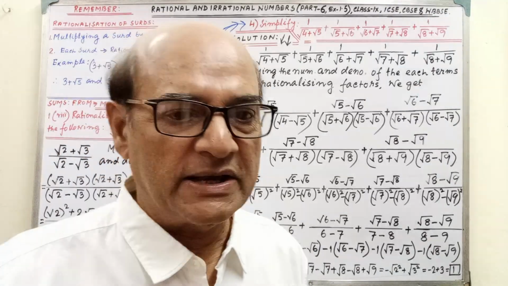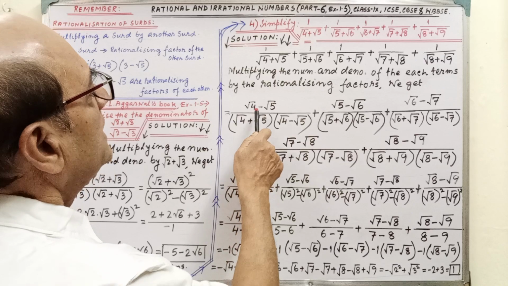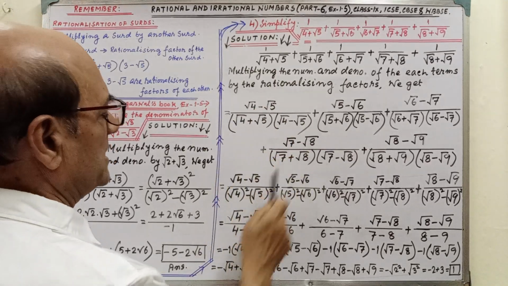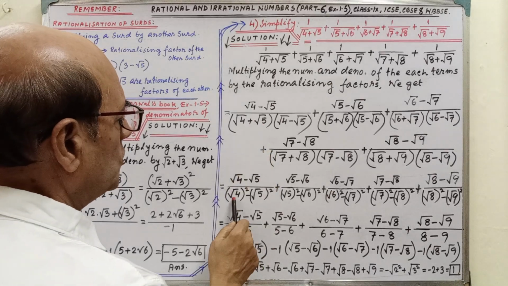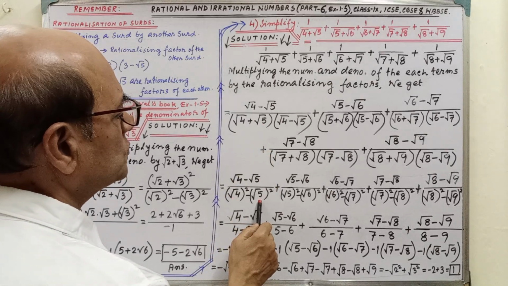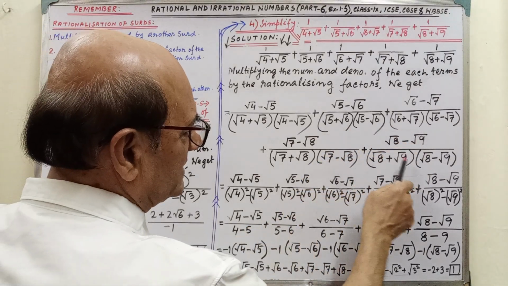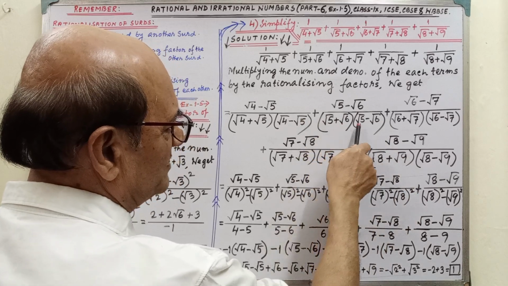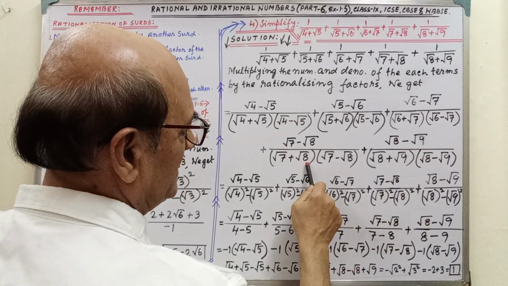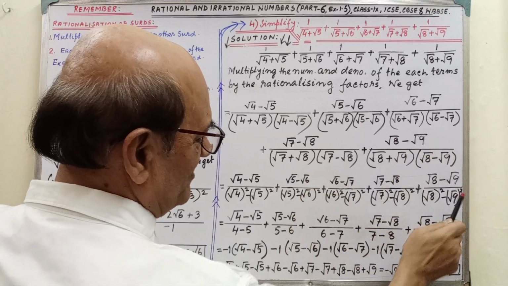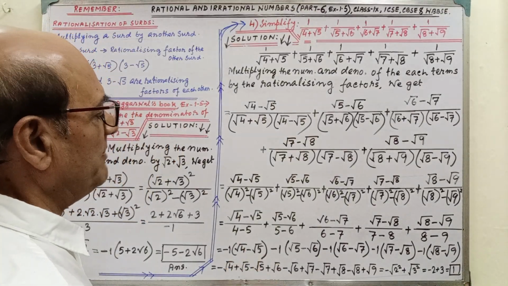A plus b into a minus b is a square minus b square. Here the numerator remains as it is. In place of a here is root 4 and in place of b is root 5. So root 4 whole square minus root 5 whole square. Similarly, in case of all the terms, we apply the formula a plus b into a minus b equals a square minus b square. Very simple. You have to follow the steps attentively.